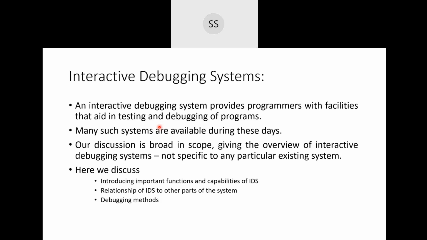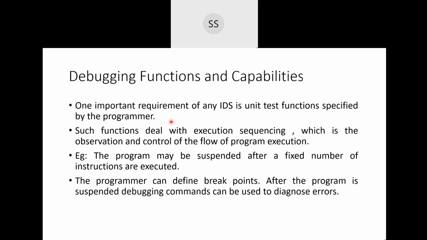So we discuss three things here. First, we introduce the important functionalities and capabilities of your interactive debugging system, which is called IDS. I'll be saying IDS, so you have to understand that IDS stands for interactive debugging system. Now, what is the relationship of your interactive debugging system to other parts of the system? And lastly, your debugging methods. So, debugging functions and capabilities.